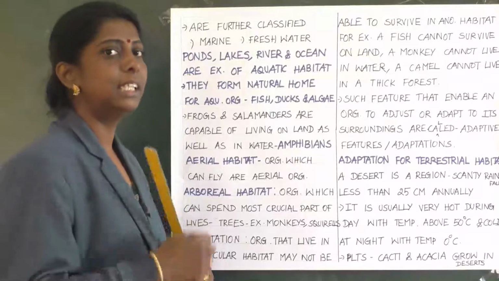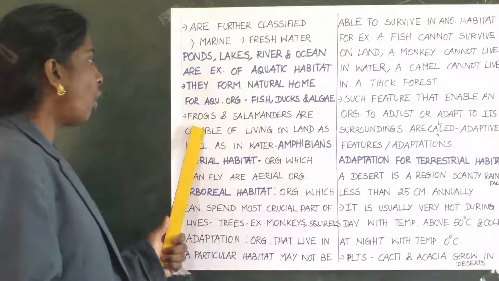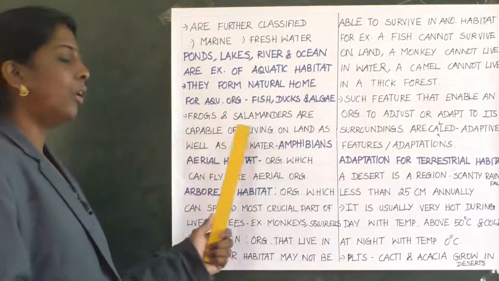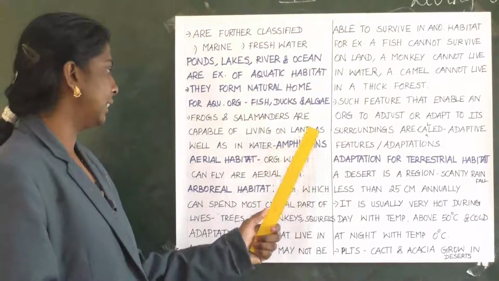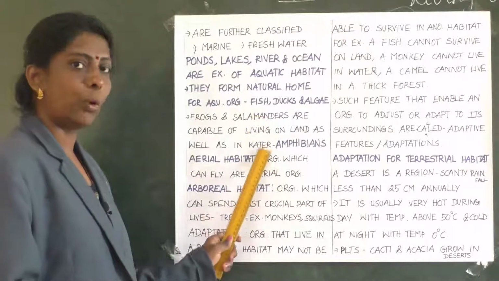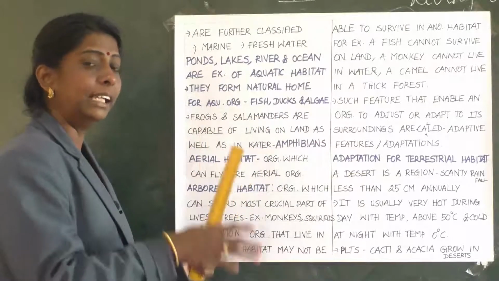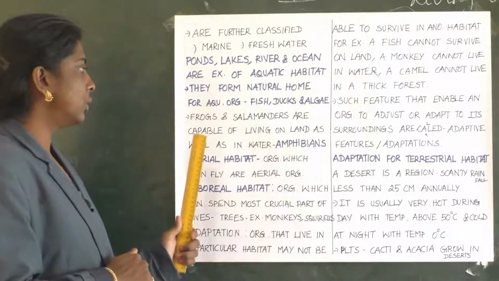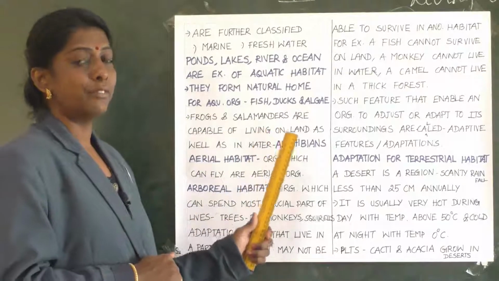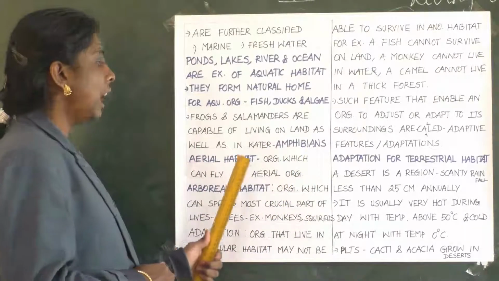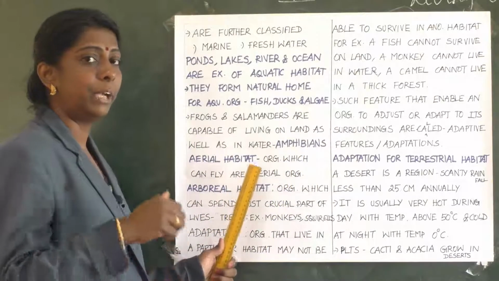water. Let us learn about that. Frogs and salamanders are capable of living on land as well as in water. So, they can survive both on land and in water. So, that is said to be amphibians. Amphibians. Aerial habitat. What do you mean by aerial habitat?